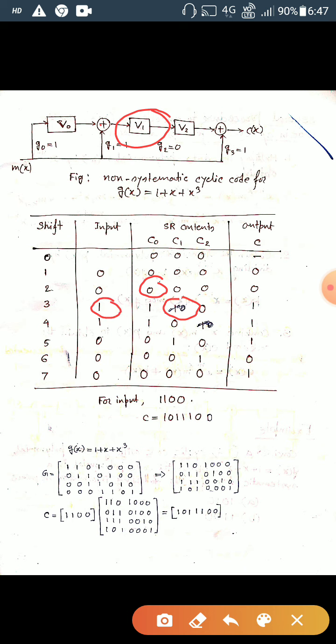So 1 and 0, what will be the output? 1 and 0, the output is 1. So this is as such. For the 0, why does it come as a 0? Because this depends directly on the value of v1, not on the input. So v1 is coming at the output as the value 0 in this case.